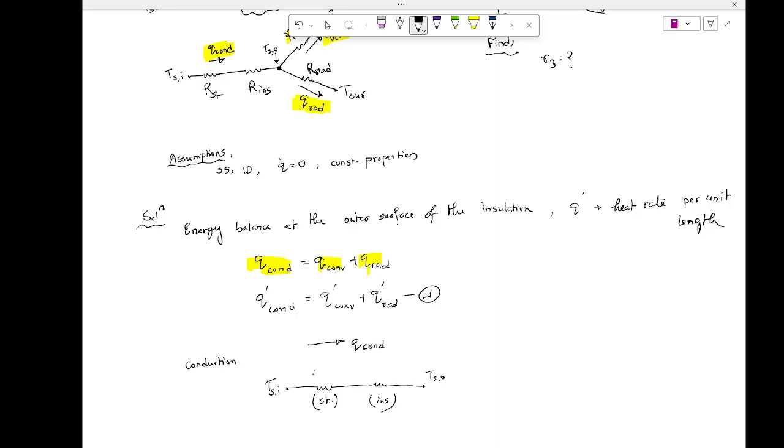Okay, what are those 2 resistors? Let's see if we can write them, the conduction resistors. Let me write one of them. Okay, so ln of R2 over R1 divided by 2 pi k_steel. 2 pi k_steel what? What is it that I'm missing here? L, right? Can you write the other one?